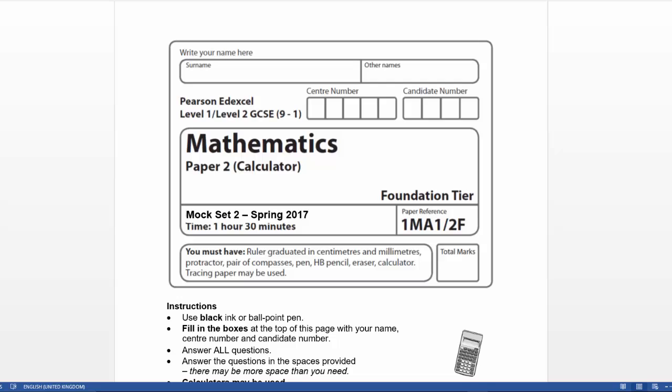Today what we're going to be doing is looking at the Mock Set 2 Spring 2007 Foundation Tier paper from Edexcel. It's paper 2 and it's a non-calculator paper.